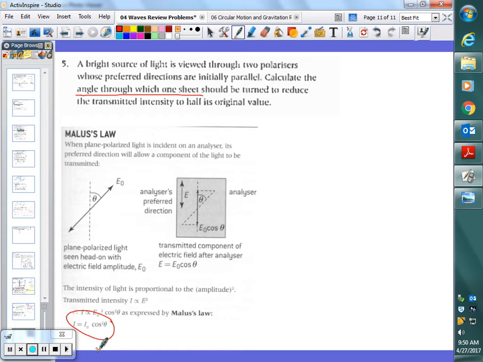Even though they didn't give us any numbers, based on our description we can make up our own numbers. If we want the transmitted intensity to be half of the original value, there's a couple different ways we can do this. This is the original value, this is the transmitted intensity. So we can go 1 and 2, or we can go 0.5 and 1, whatever. We just need to make up some numbers.